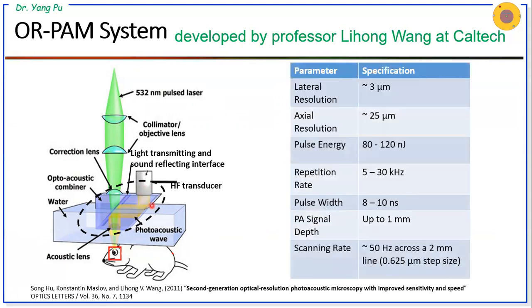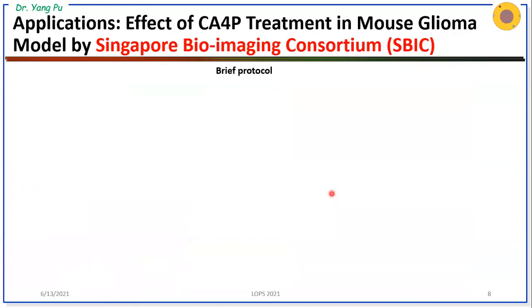By using a laser of 80 to 120 nanojoules, repetition rate of 10 kilohertz, and pulse width of 10 nanoseconds, we can achieve an optical resolution of 3 to 5 micron at depths of up to 1 millimeter.